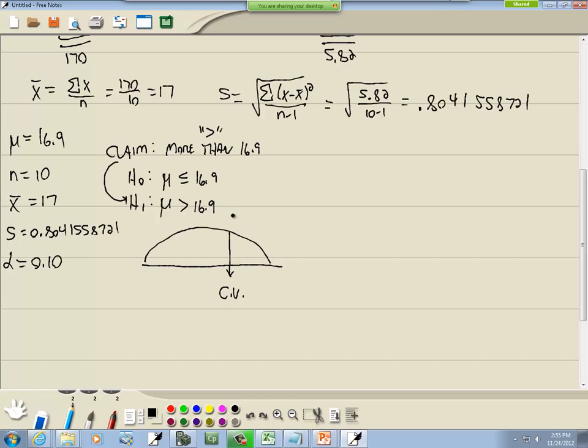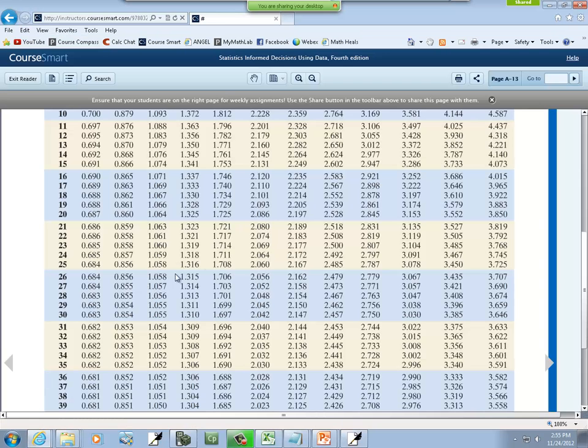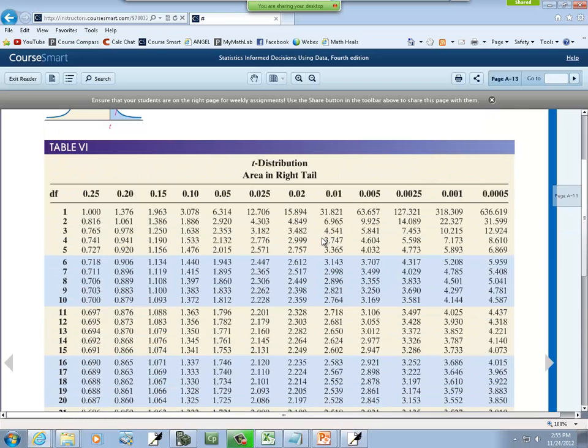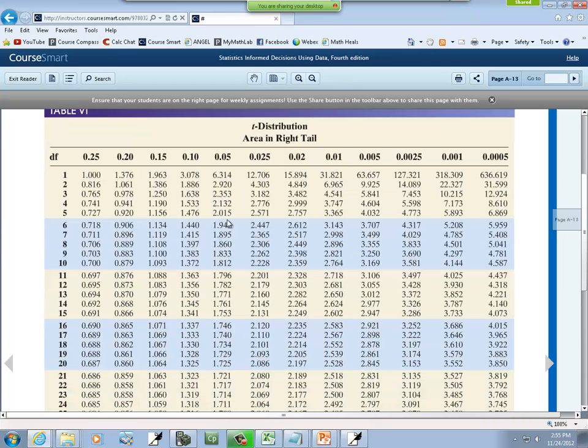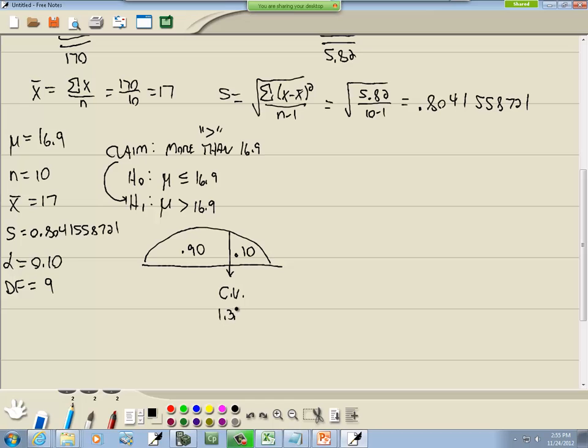Now we split alpha into our tails. Alpha was 10%, so put the entire 10% here. This will be 90%. We need our degrees of freedom, which if n is 10, is 9. So the area in one tail is 10%, and we're looking up degrees of freedom of 9. So 10% right here, and 9, if I come down here, gives us 1.383. It's on the right-hand side, so it's going to be positive.